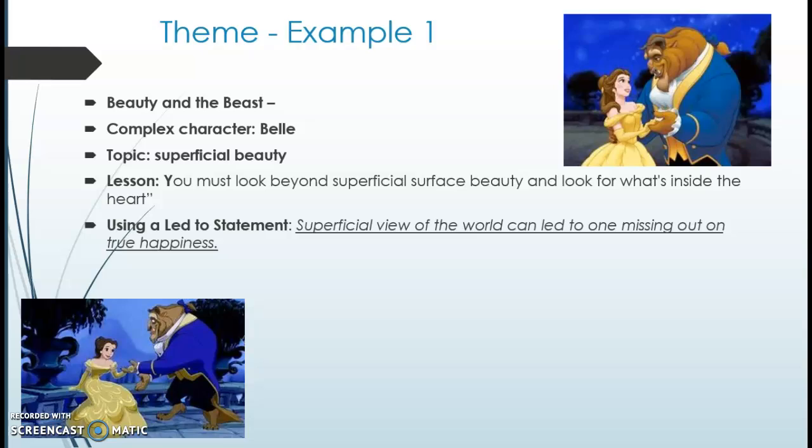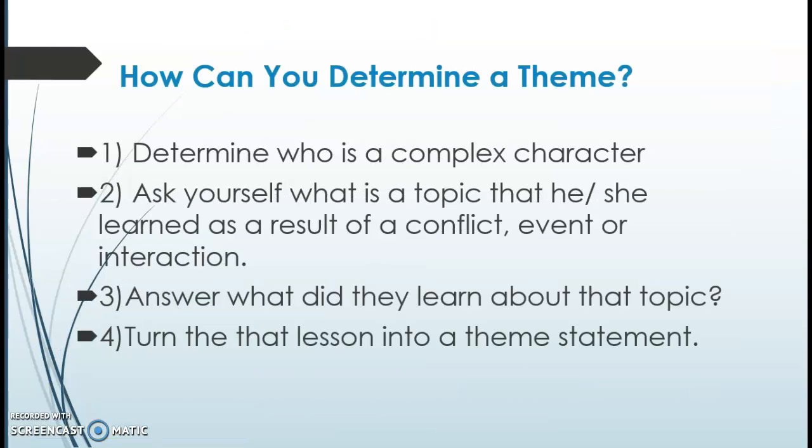So we're going to go back to your steps. You've got to find a complex character. Ask yourself, what topic are they learning about through this experience that they're going through? So that means you're going to have to analyze that text. You're going to have to look at the conflict, the events, and their interactions. And then you're going to have to decide, okay, what's really happening? What is a topic that I see here? And then you're going to turn that topic into a lesson.